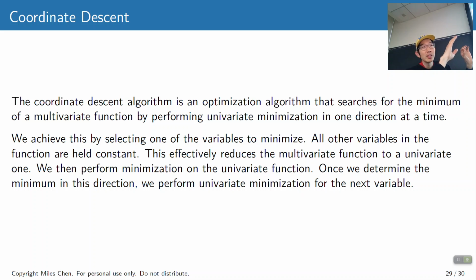Okay, if we're going to minimize x1, we keep x2 constant, x3 constant, x4 constant, all the other variables constant. And then now there's only one variable that can vary, right? And so we reduce our function from multivariate to a univariate function, and then we minimize that, okay? So we perform minimization on that reformed function. And once we determine the minimum in this direction, then we go to the next variable and we perform univariate minimization for the next variable, okay?